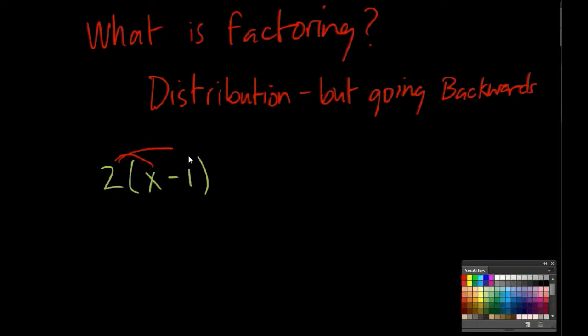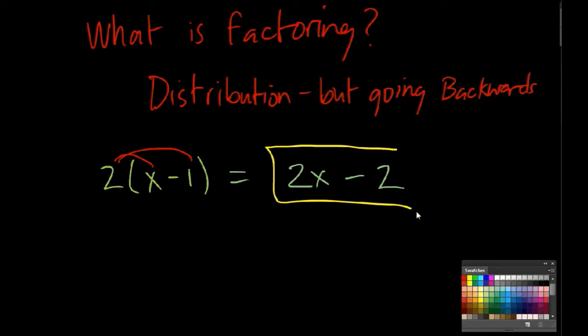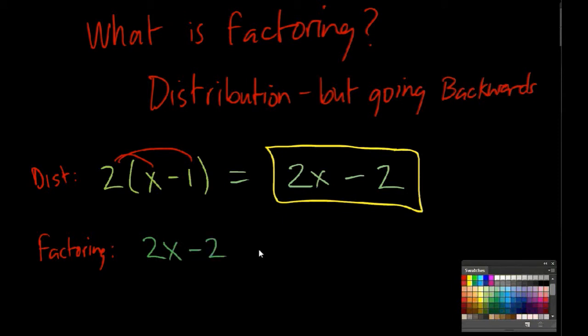As you can see in this example, if we have 2 times the quantity x minus 1, we just distribute in and we get 2x minus 2. That is distribution. Factoring, however, is just going backwards from that. So we're going to start off with 2x minus 2, and we need to see what each term in there has in common. And in this case, we have a 2 in common.